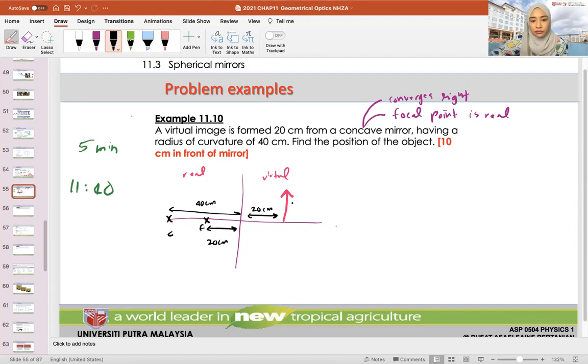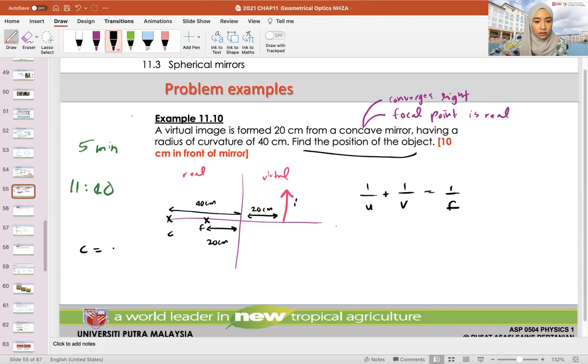So the image is formed 20 centimeter behind the mirror because it tells us it is a virtual image, and the object we don't know. So find the position of the object. I can try to use the ray diagram, but I have a simpler way to find out, which is using the equation: 1 over u plus 1 over v equals to 1 over f.